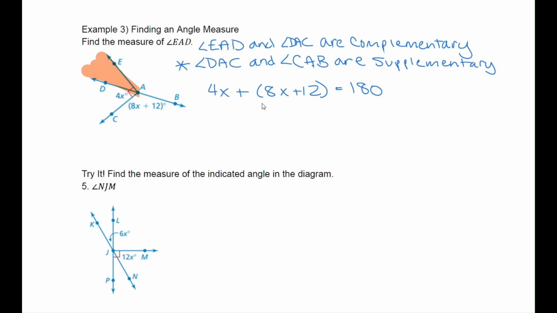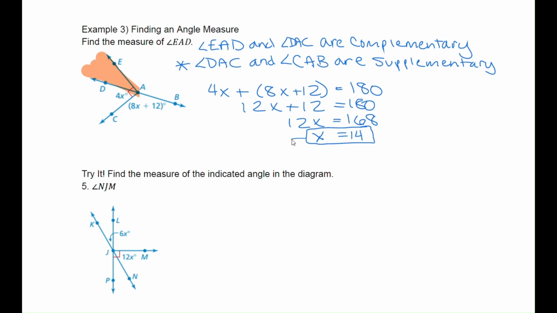I'm going to have to combine my like terms, so get my x's together. So I have 12x plus 12 equals 180. So 12x is going to equal 168. So that means x is going to be, once I do 168 divided by 12, I should get 14. So I found my x value. That's helpful. But that's not what it's asking. It's asking what the angle measure for EAD is.